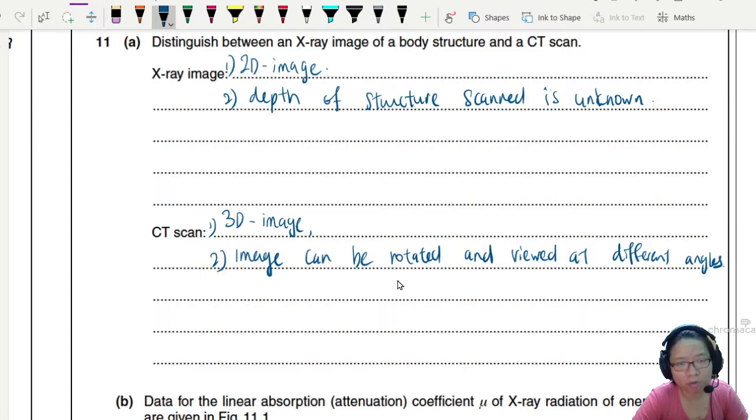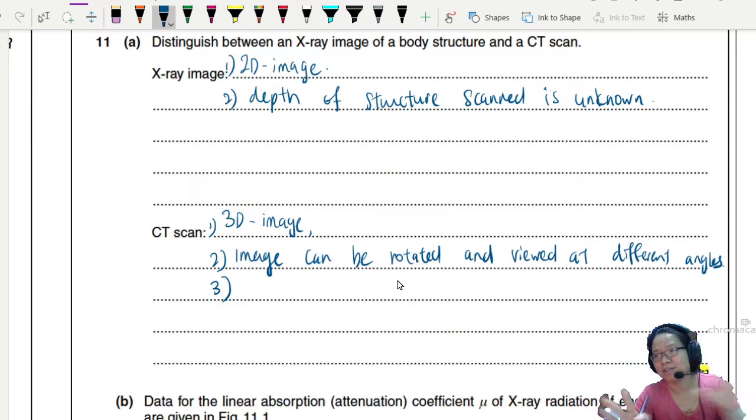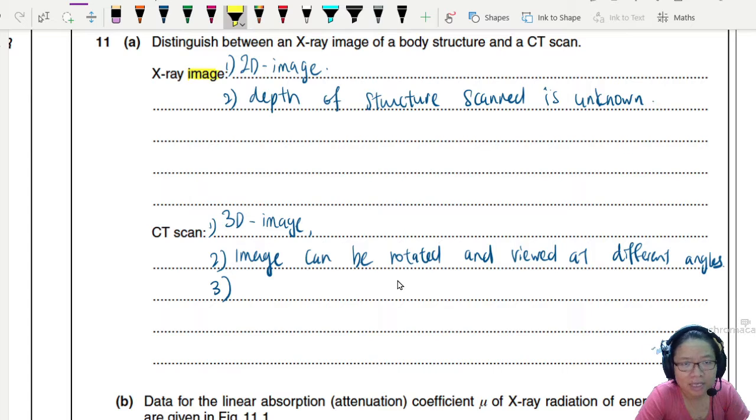Okay. And I got 4 points here. I'm going to add a different point here. Number 3. We need to talk about the image. Okay. Please don't talk about the procedure. We're not talking about the procedure. We're talking about the image. Image. Do not discuss the procedure. You can, but you won't get marks.